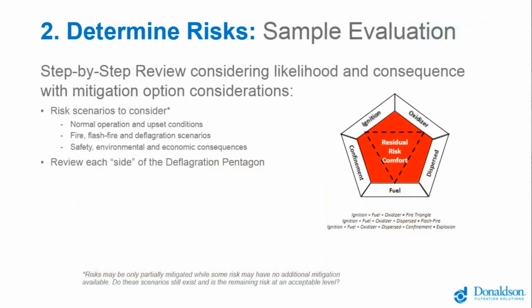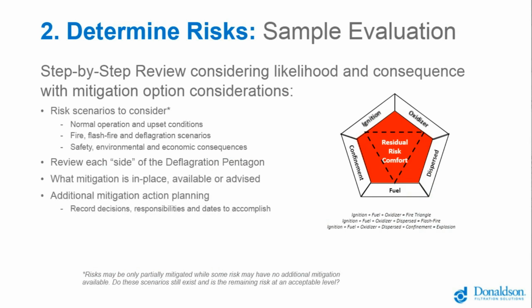One method for evaluating risk scenarios would be to consider how each side of the explosion pentagon might contribute to the scenario in terms of likelihood or consequence. For each risk scenario, consider what steps are already in place to reduce the risk and how these steps address each side of the pentagon.